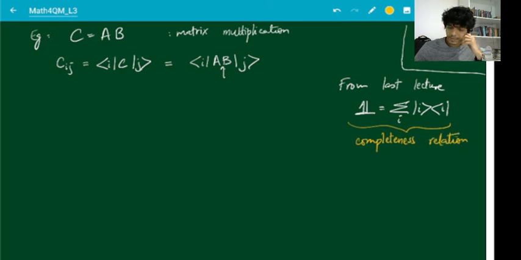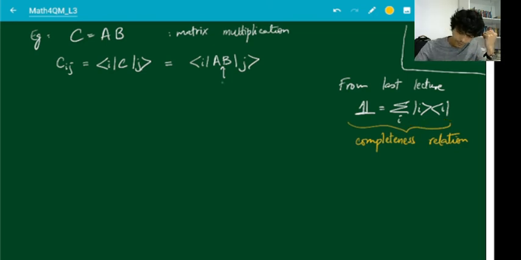Why is it called completeness? Basically, the sum is over all the basis vectors. If you miss out one basis vector, then the summation of ket i bra i will not give you 1. It will not give you the identity matrix. So this only gives you 1 when you take the complete set of basis vectors. That's why this is called the completeness relation.